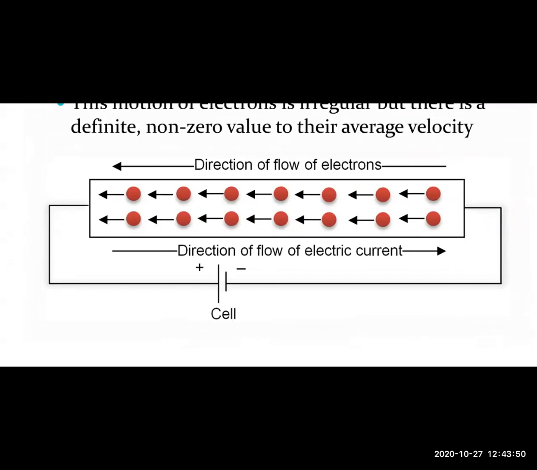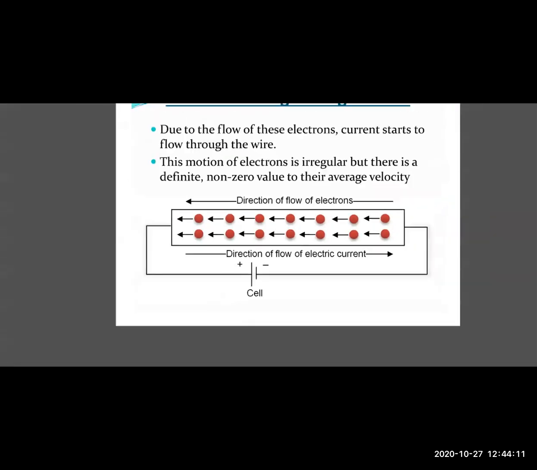So you can see the electric current will flow from the positive terminal to the negative terminal. But the electrons will flow in the opposite direction, that is from the negative end to the positive end. So you can see the electrons are flowing from right to the left, whereas the direction of flow of electric current is from the left to the right. We will see that further also.